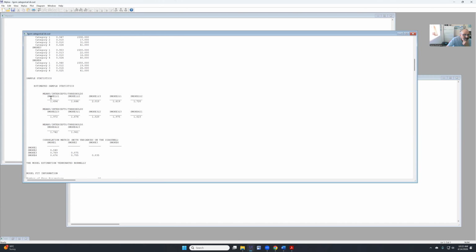Here are our thresholds, right? Means, intercepts, and thresholds. And thresholds are indicated by these dollar signs. First threshold, second threshold. There's one less threshold than there are categories. So there's 4 categories, there's 3 thresholds. We have to go across one threshold to go from 1 to 2, another to go from 2 to 3, and another to go from 3 to 4. You can convert these into probabilities if you like. So these are the thresholds.